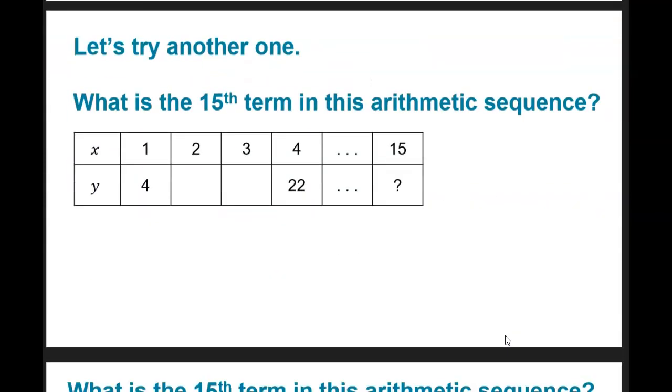So let's try another one. What's the 15th term in this arithmetic sequence? How could we find that out? Well, the first way we talked about was to find a formula. And the first thing we needed to do was find out what these missing terms are, find our common difference. So our difference over our number of steps is going to be 18 over 3, which is 6. We're adding 6 each time.